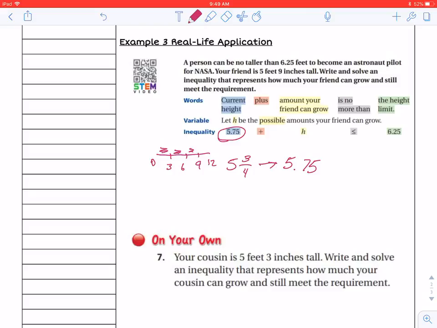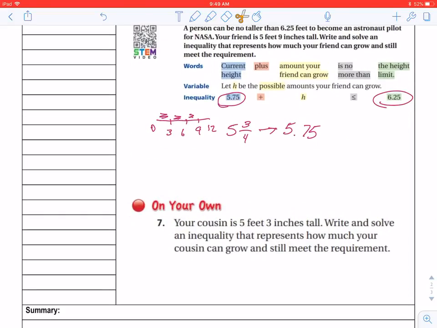And so that's why his current height is represented as a decimal instead of the 5 foot 9 inches, because the height limit was also given as a decimal. So you want to either make sure they're both decimals or make sure they're both in feet and inches. But in this case, the easier version would be decimals. Now I'm going to leave that there.